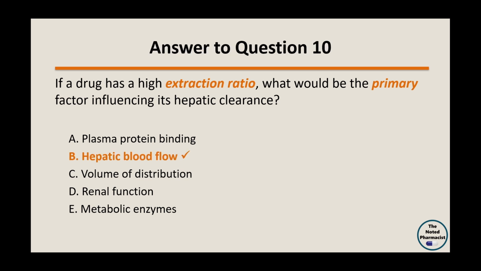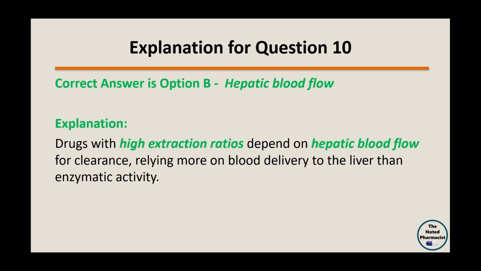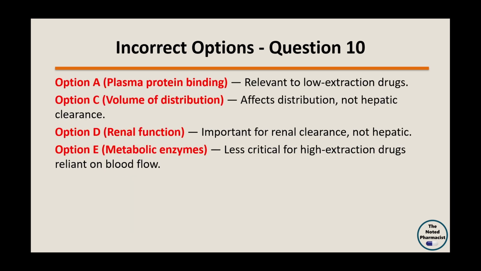The explanation is as follows: drugs with high extraction ratios rely on hepatic blood flow for clearance, as clearance depends on the rate at which blood is delivered to the liver rather than enzymatic activity. Why other options are incorrect? Option A, which says plasma protein binding, is incorrect because this affects low extraction drugs more. Option C, which says volume of distribution, is incorrect because this affects drug distribution, not hepatic clearance. Option D, which says renal function, is incorrect because it is relevant to renal clearance, not hepatic clearance. Option E, which says metabolic enzymes, is incorrect because these are less crucial for high extraction drugs dependent on hepatic blood flow.